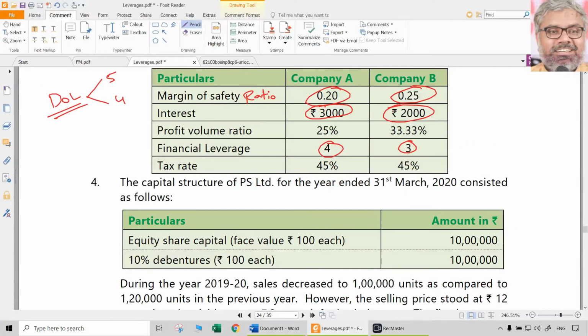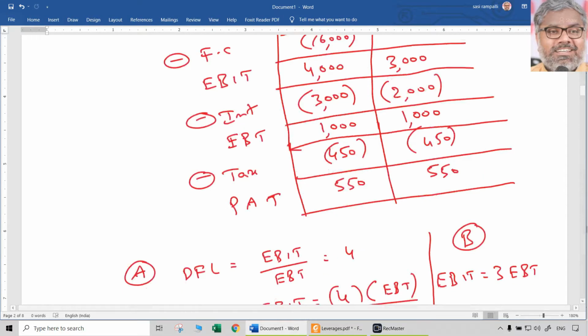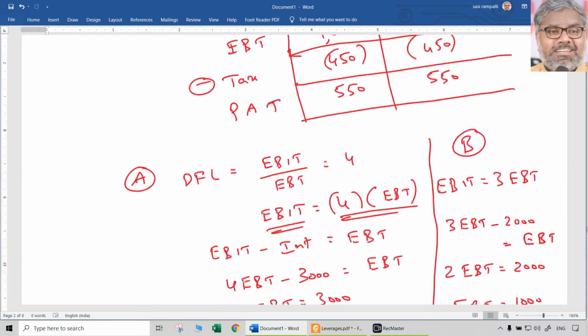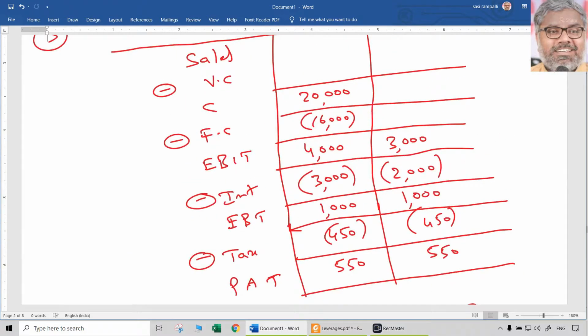Same way for company B. For company B, degree of operating leverage is 4 times. So how much will be contribution for company B? 4 times of its EBIT, whatever it is. 4 times of its EBIT. How much is EBIT for company B?